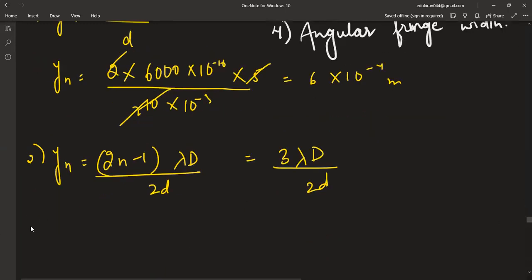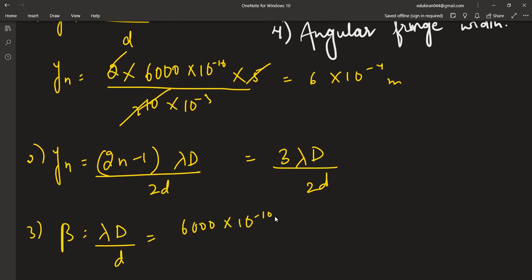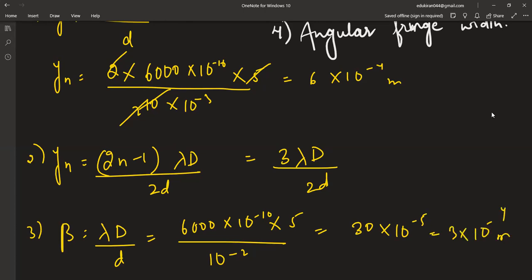Third is fringe width. Fringe width is beta. Beta is equal to lambda capital D by small d. This is 6,000 into 10 to the power minus 10 into 5 by 10 to the power minus 2. 6,000 angstrom. So this will be 30 into 10 to the power minus 5, that is 3 into 10 to the power minus 4 meters.